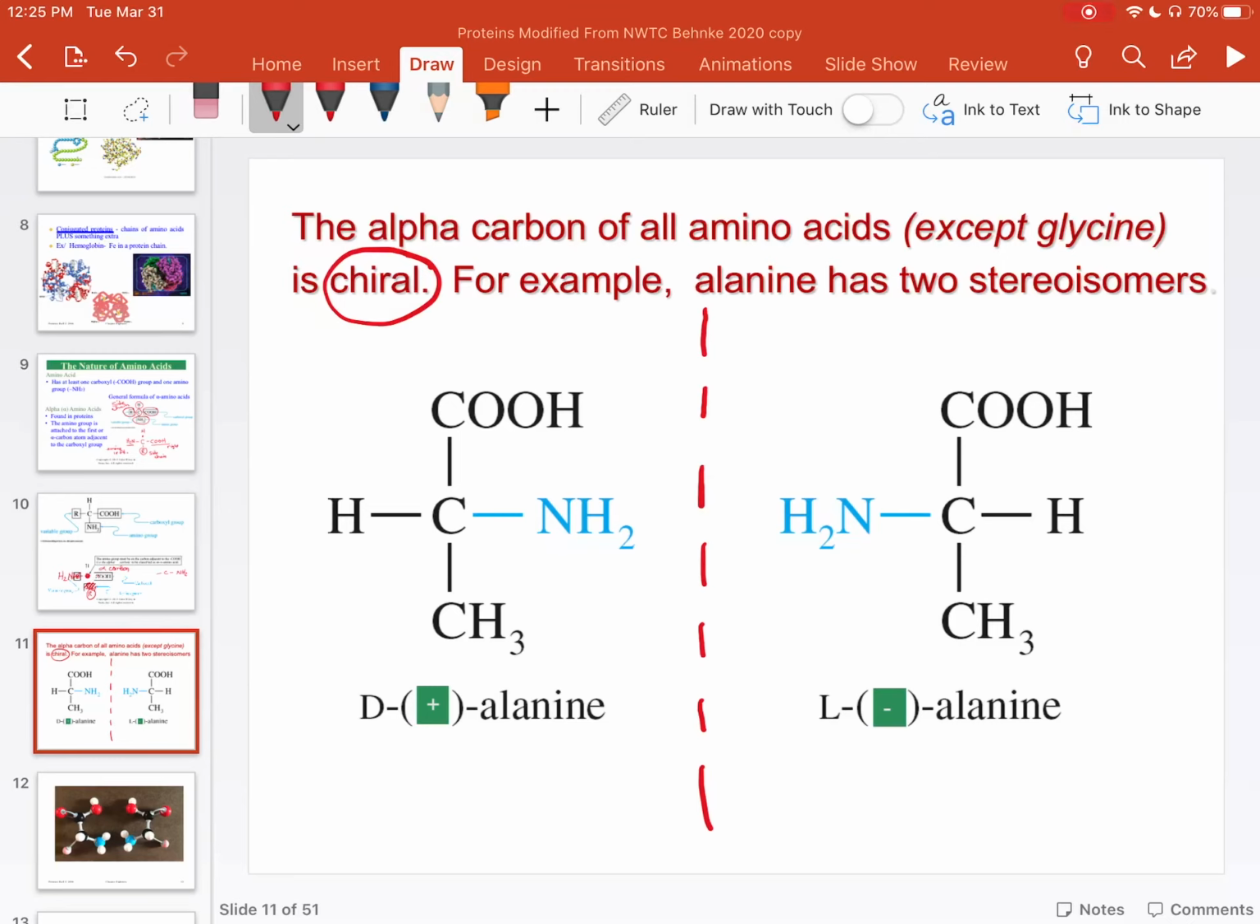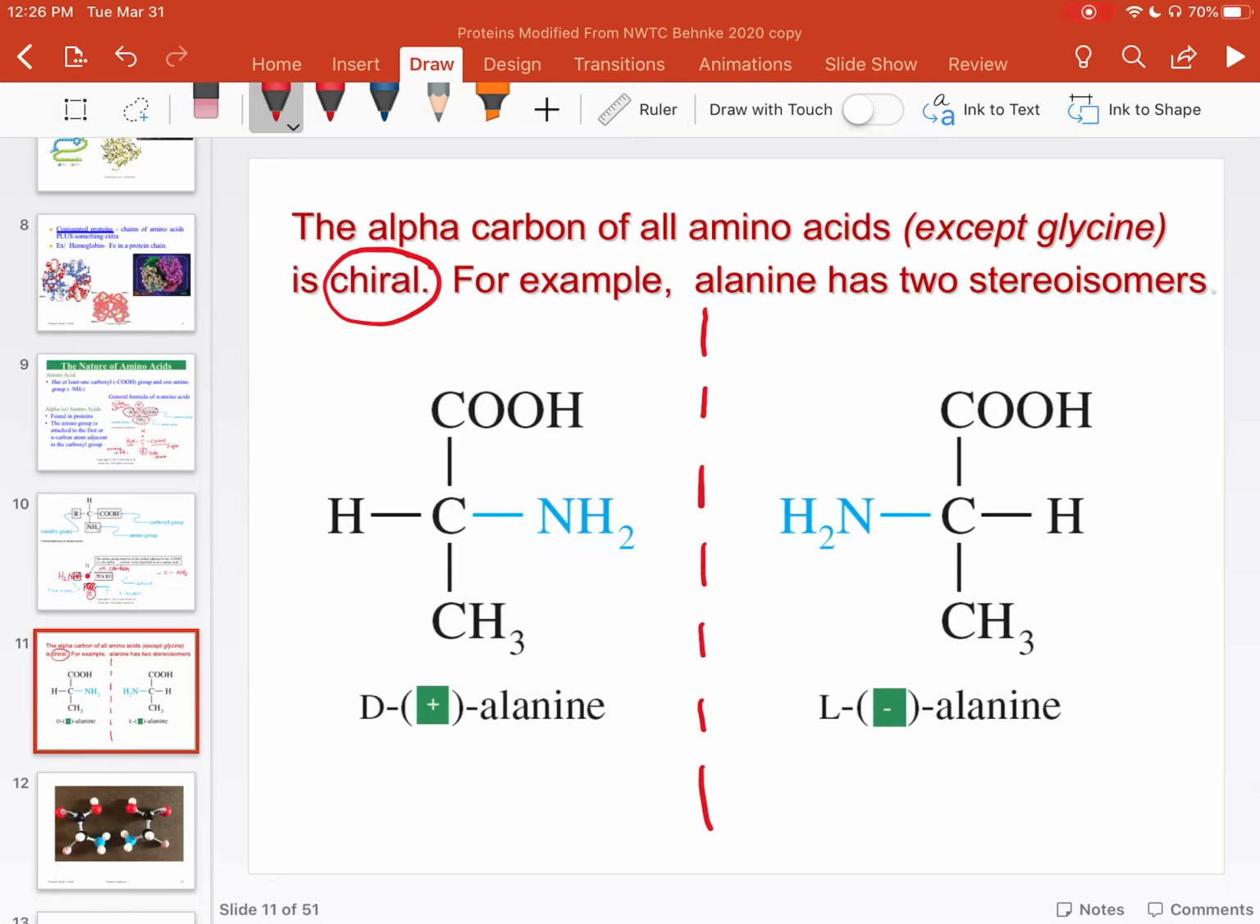So chiral molecules are considered non-superimposable on each other. So if you have your hands facing, your palms facing down, and you take one hand and place it on top of the other hand, you'll notice that they don't line up. Your thumbs are on opposite sides of each other. So even though they're mirror images of one another, they are not the same.